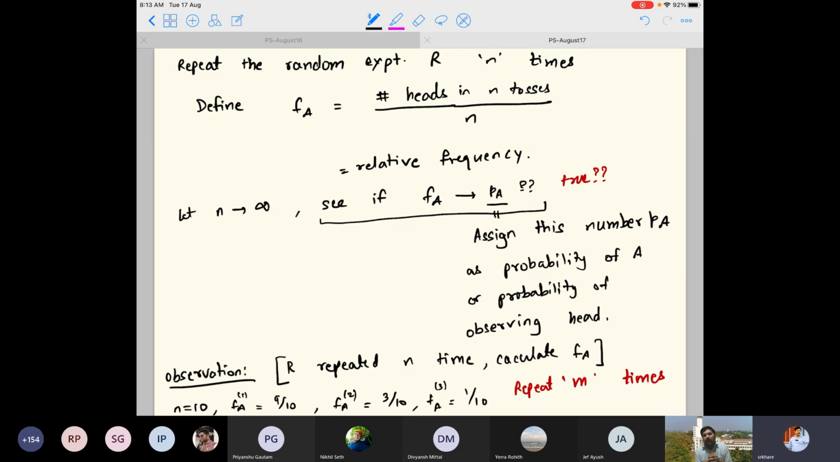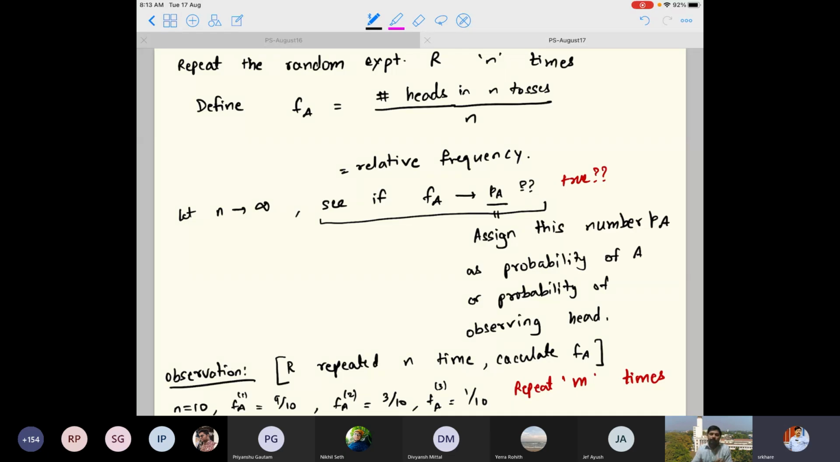So if you got 3 heads out of 10, 3 by 10 is your value of FA. Now you take that n to 100. That means that you toss the coin 100 number of times, and out of this 100 number of times, you observed how many times you get heads. You counted that. Suppose that number is 64. So you have the value of FA to be 64 by 100.